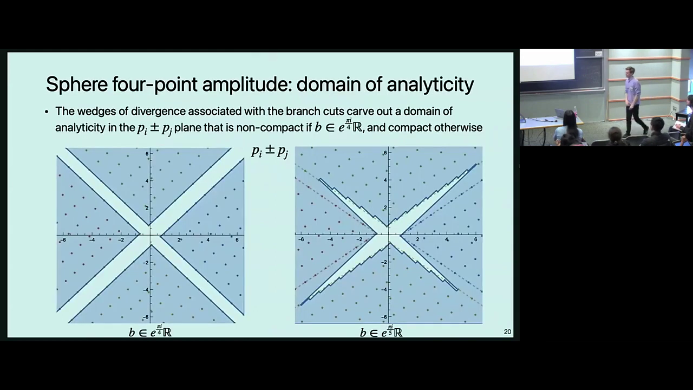Okay, so these wedges of divergence that are associated with these branch cuts carve out a domain of analyticity in, say, the pi plus pj plane for any pair of external momenta. And in the case that B has this special phase, this region is non-compact and includes our favorite 45-degree lines. But in the case that B does not have this 45-degree phase, then the region of analyticity that's carved out is in fact compact. Basically, these wedges eventually close on each other.